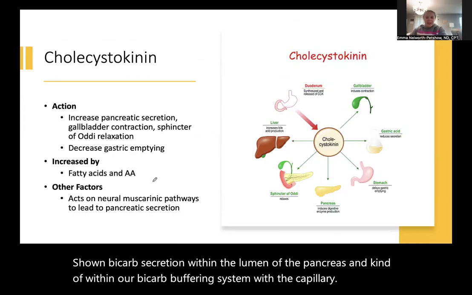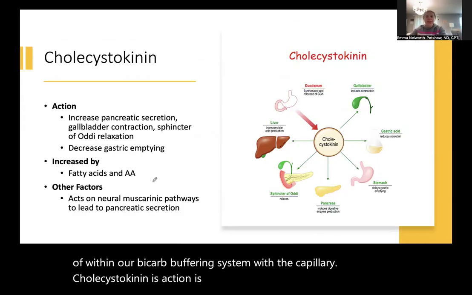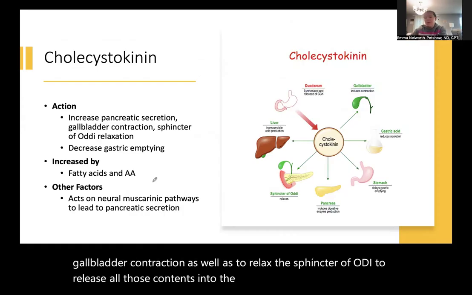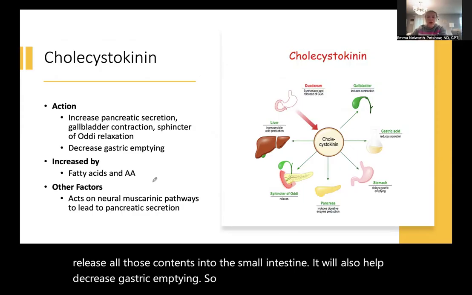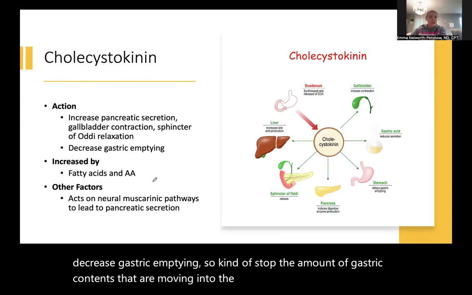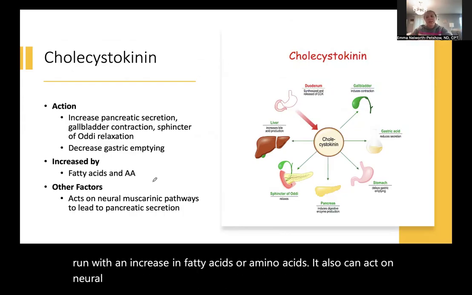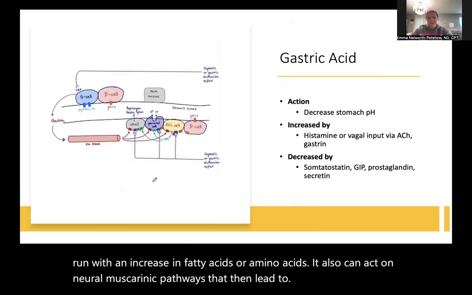Cholecystokinin's action is to increase pancreatic secretion and gallbladder contraction, as well as to relax the sphincter of Oddi to release all those contents into the small intestine. It will also help decrease gastric emptying, so it stops the amount of gastric contents that are moving into the small intestine. It's triggered by an increase in fatty acids or amino acids. It also can act on neural muscarinic pathways that then lead to pancreatic secretion.